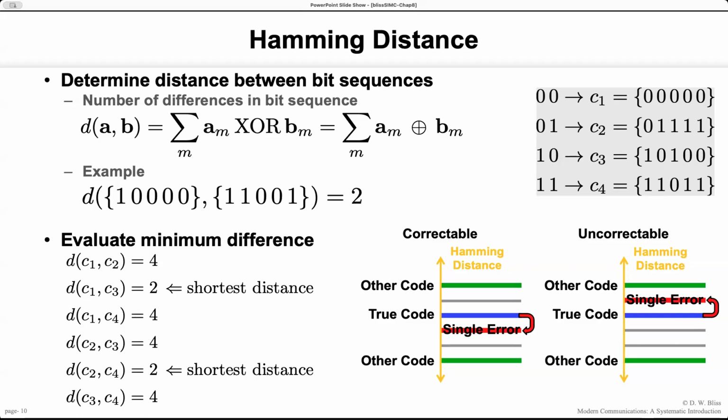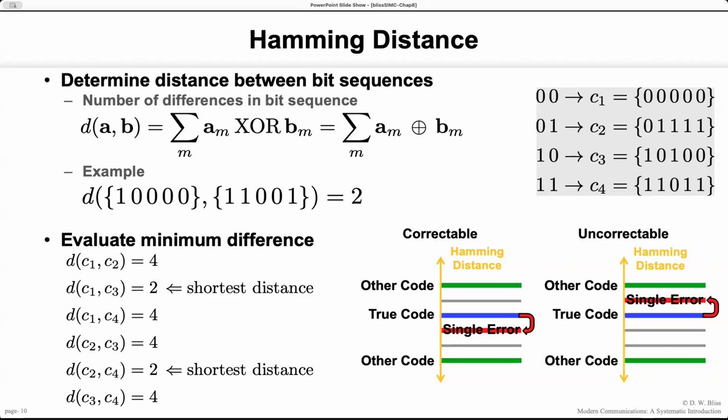It's actually really easy to figure out since code word one is all zeros. So all we gotta do is count the number of ones in code word two. Clearly it's four. You add up and count four ones. If we take a look at the difference between code word one and code word three, well, code word three only has two ones in it, so that distance is two.